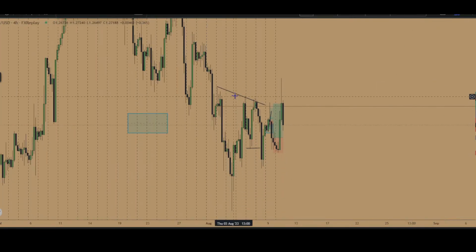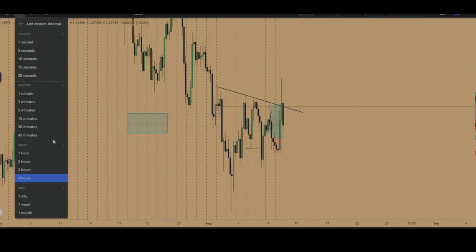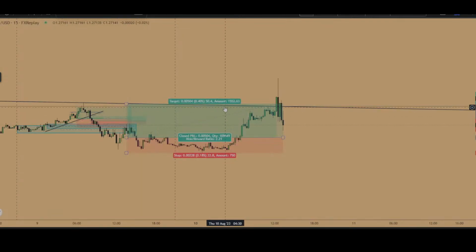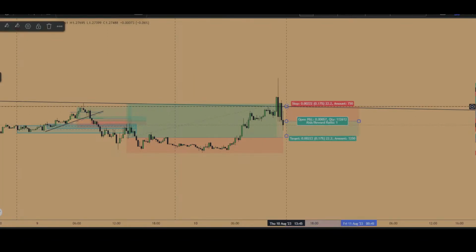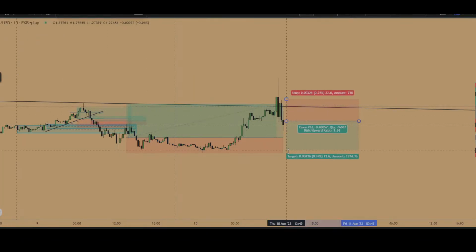As we discussed, it took this high. It took this high, and now it will be a journey to the downside. So I will short here. Up here, I will take partials from here.